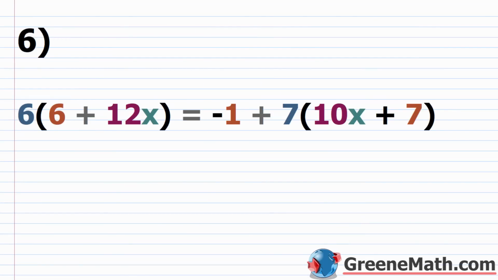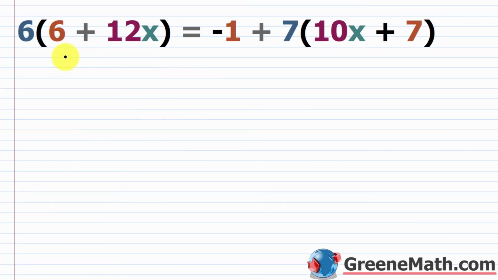Okay, let's look at problem number 6. So I'm just going to have 6 times the quantity 6 plus 12x is equal to negative 1 plus 7 times the quantity 10x plus 7. So on the left, I'm just going to use my distributive property. 6 times 6 is 36. Then plus 6 times 12 is 72. And then x will come along for the ride.